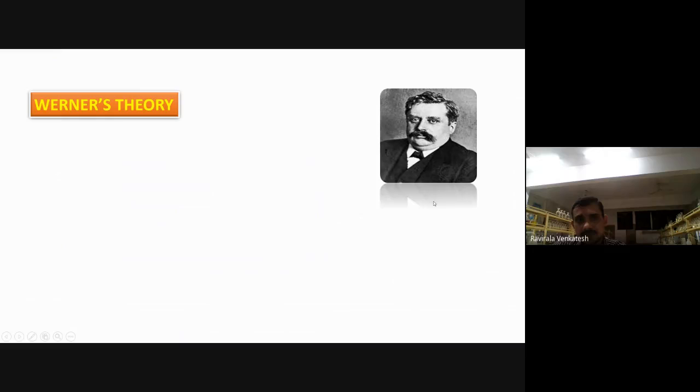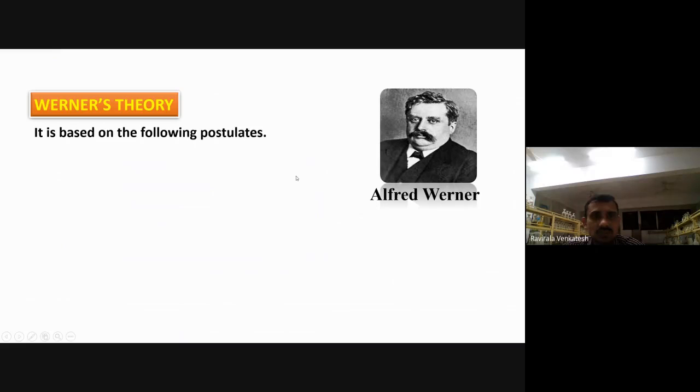Now, he is Werner. He proposed this theory to explain the structure of coordination compounds. This theory explains the structures of coordination compounds. Alfred Werner. Next, it is based on the following postulates. What are the postulates? Very, very important. The postulates are very important for us here. Next, what is the first postulate?